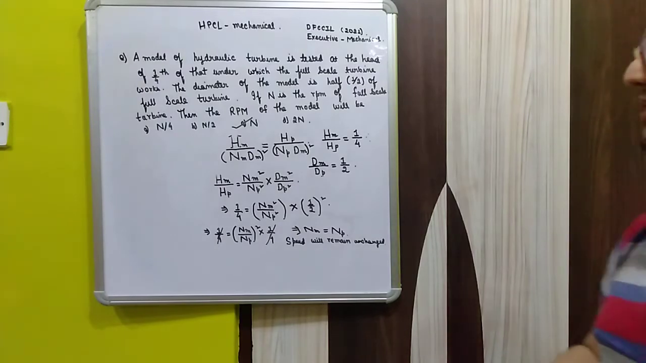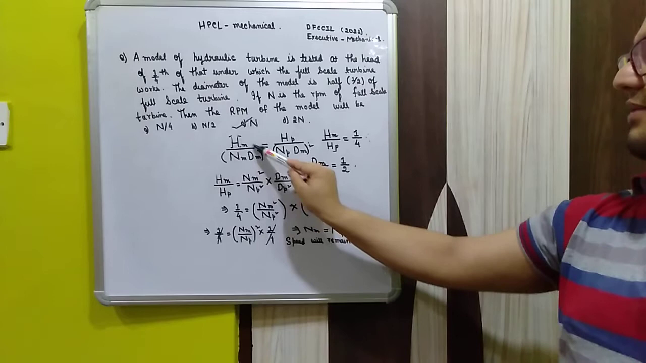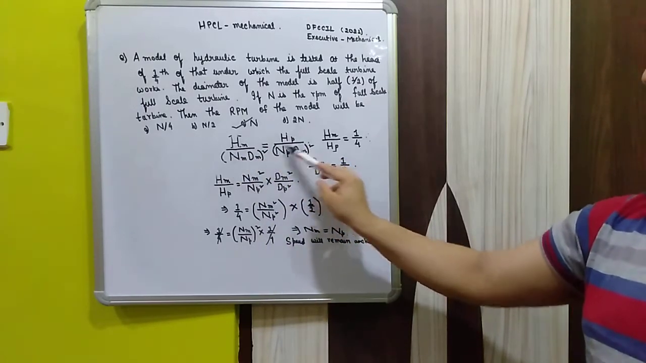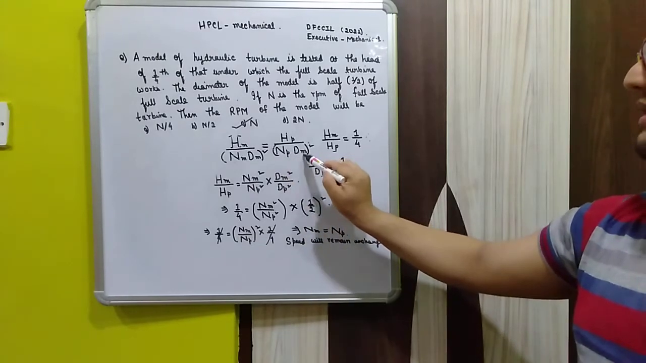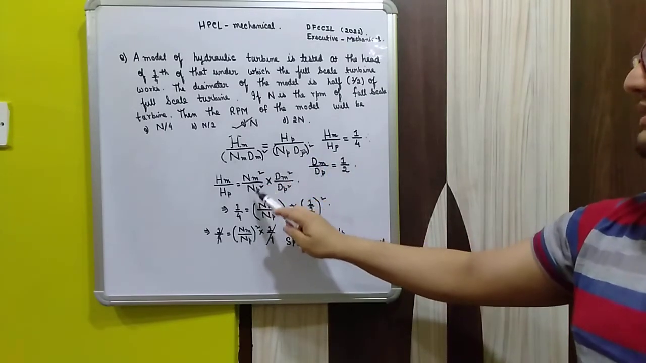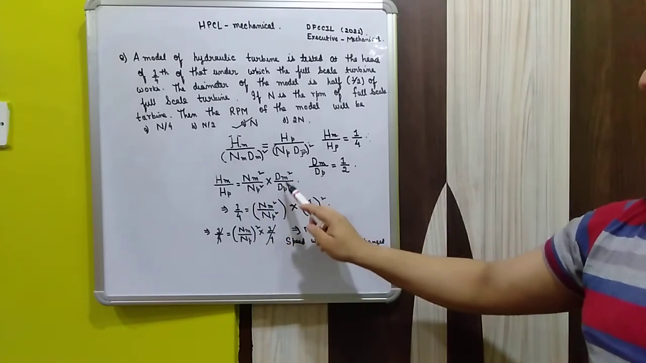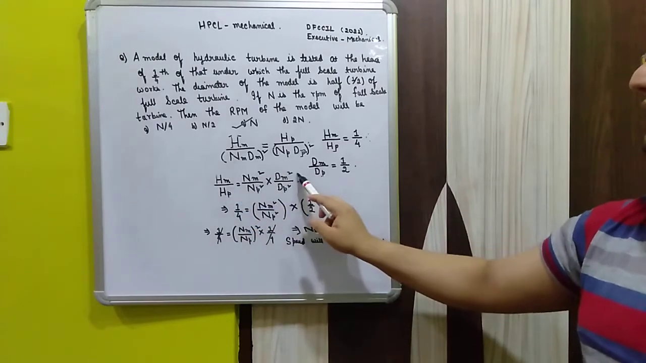So it is clear to you that the expression is Hm by Hp, that is the head, equals Nm by Np, that is the speed, into Dm by Dp, that is the diameter of the plane, whole square. Sorry, I made a mistake, the diameter of the plane will be whole square. So Hm by Hp, that is Nm by Np.